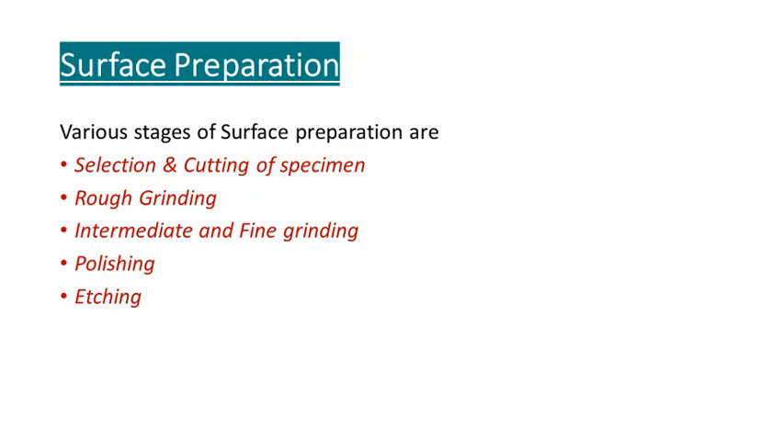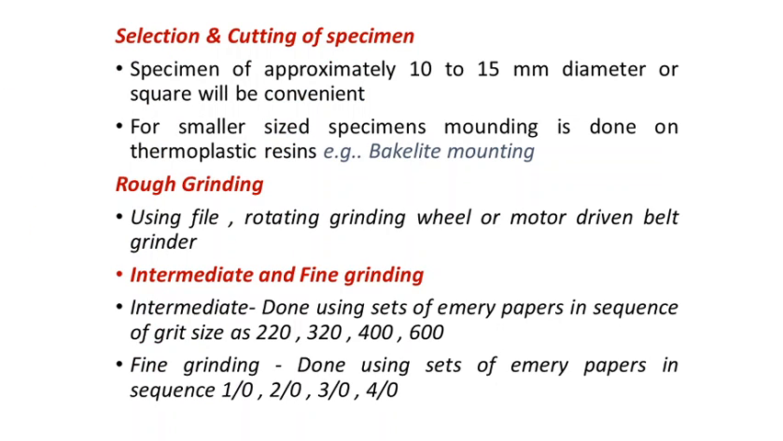Generally we will be doing the sample preparation for microscopic studies, where we will start with the sample preparation for the optical microscope. These are the various steps involved in surface sample preparation for the optical microscope. We normally call them the surface preparation techniques, which start from selection and cutting of the specimen. Then we do the rough grinding process, then the intermediate grinding process, followed by the fine grinding process, and after that the polishing process, and finally the etching process. Next we will discuss each one of these in detail.